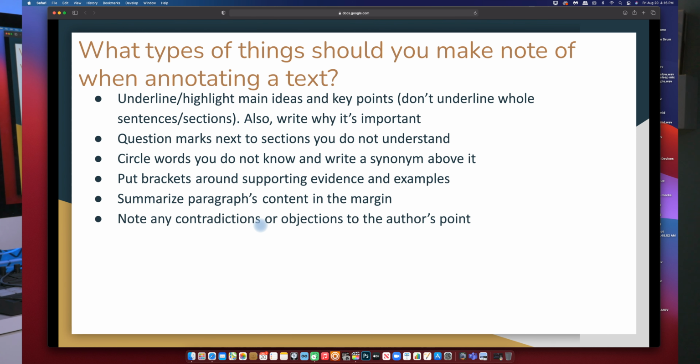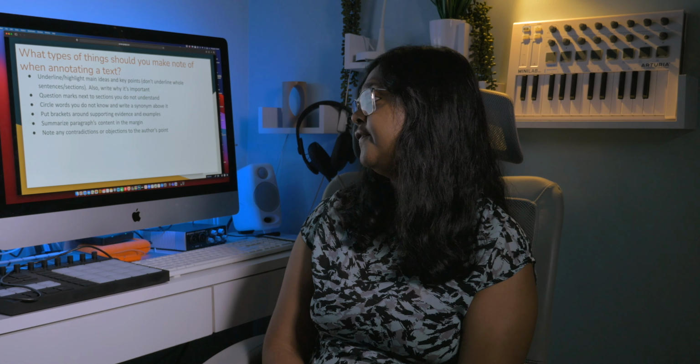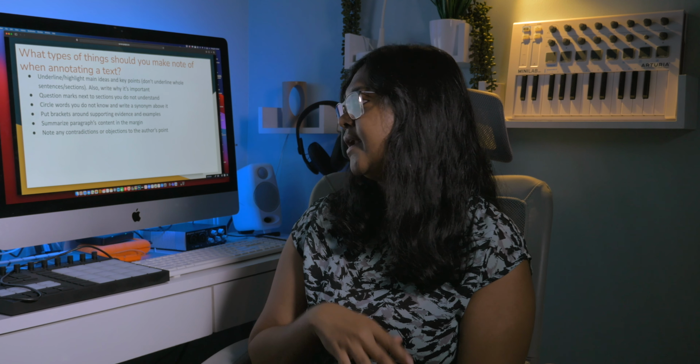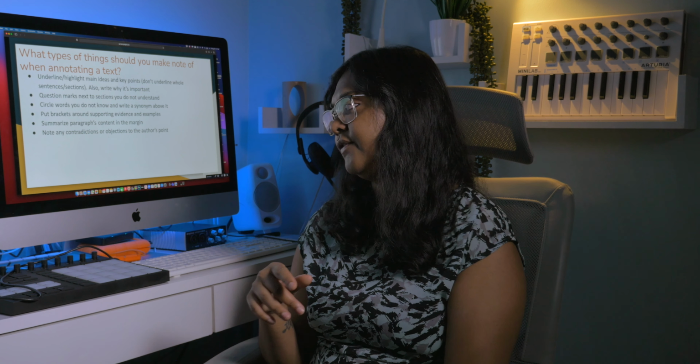All right, next we have: note any contradictions or objections that you may have to the author's point. If you disagree with something that the author is saying, that's a great opportunity to take note of that disagreement. Because let's say you have to write a paper on this topic, that would be a great point for you to explore in your essay. So for any objections that you have, don't read something thinking, okay, I have to agree with everything that this author is saying. Instead, read it like you're really having a conversation with someone, right? Like, you're thinking, wait, I don't really agree with that point, and take notes on whatever you disagree with.